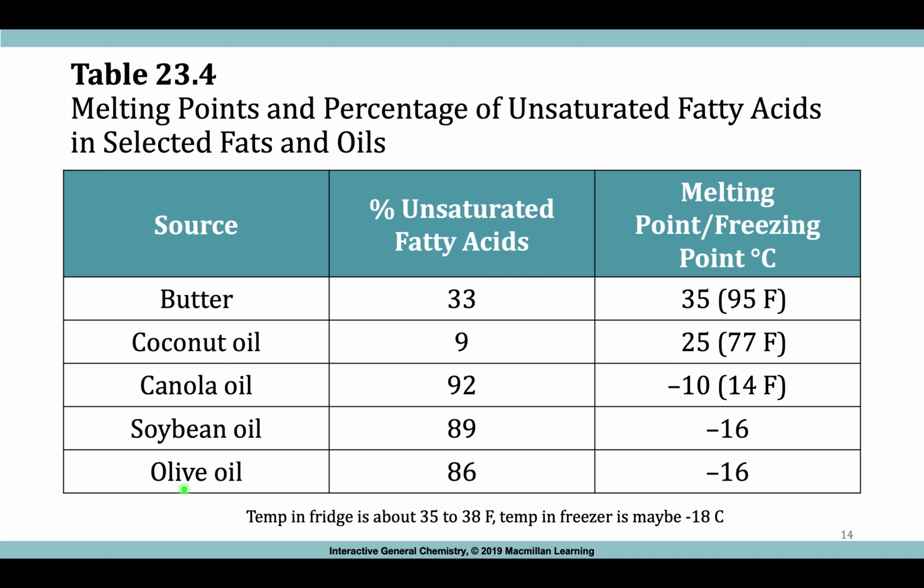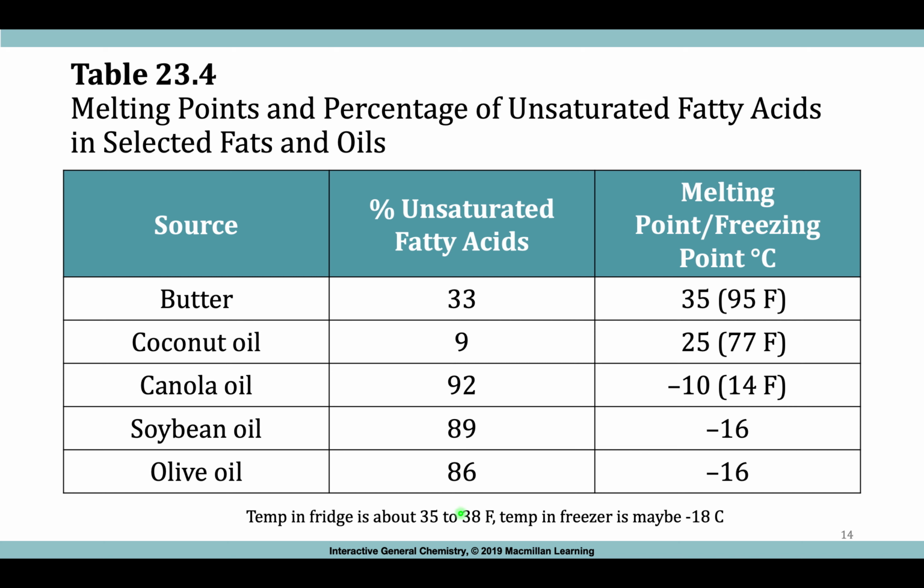Now check out these oils down here. Canola oil, soybean oil, and olive oil. They are clearly, the vast majority, unsaturated, with very little saturated fat, as these come from plant sources. I put the freezing point to give you an idea too, and it's the same number, but I turned this into Fahrenheit. To freeze canola oil or soybean oil, you'd have to get it down to -10 to -16 degrees Celsius, or 14 degrees Fahrenheit. And to give you an idea, the temperature in your fridge is about 35 to 38 Fahrenheit. So you could put these oils in your fridge, and they're not going to solidify.